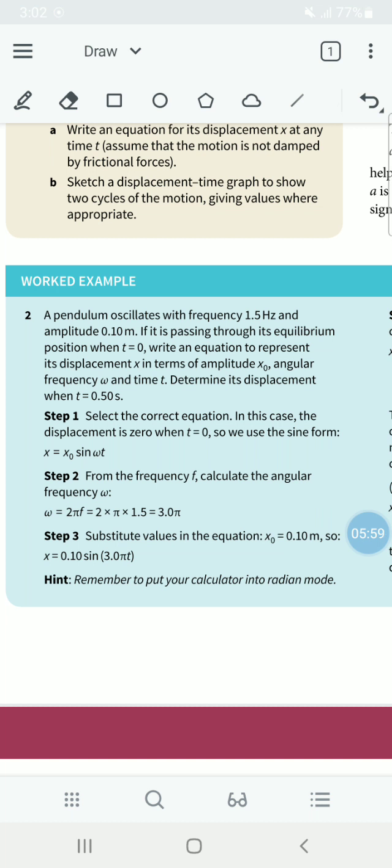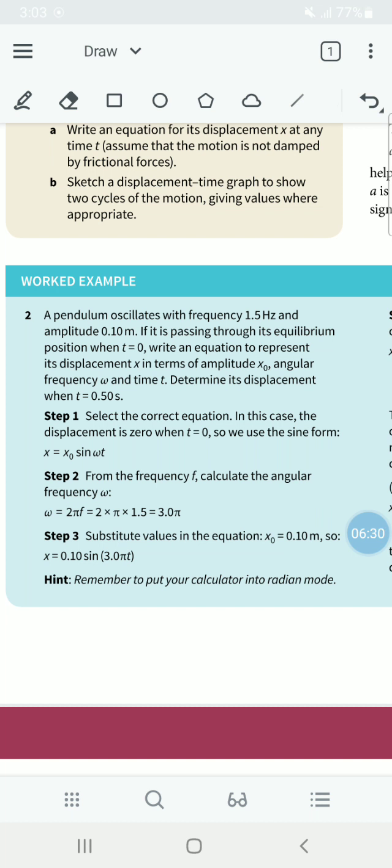Then if it is passing through its equilibrium position when t equals 0, then it passes through the equilibrium position. Write an equation, that is what they are asking, to represent its displacement x in terms of amplitude xo, angular frequency omega and time t. Determine its displacement when t equals 0.5 seconds.